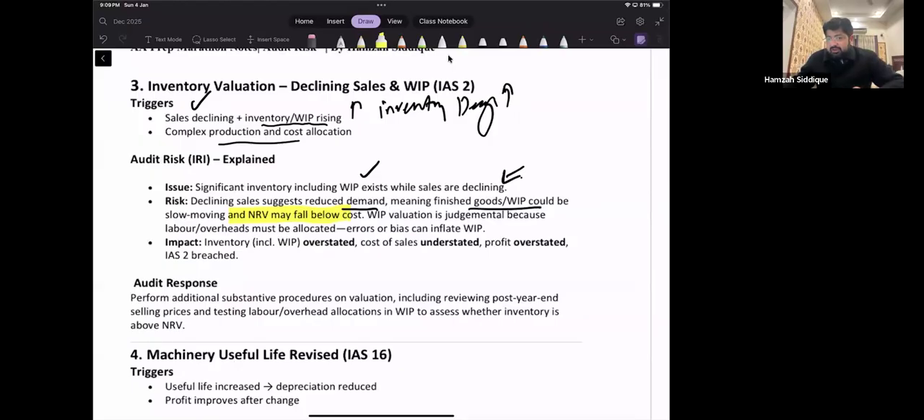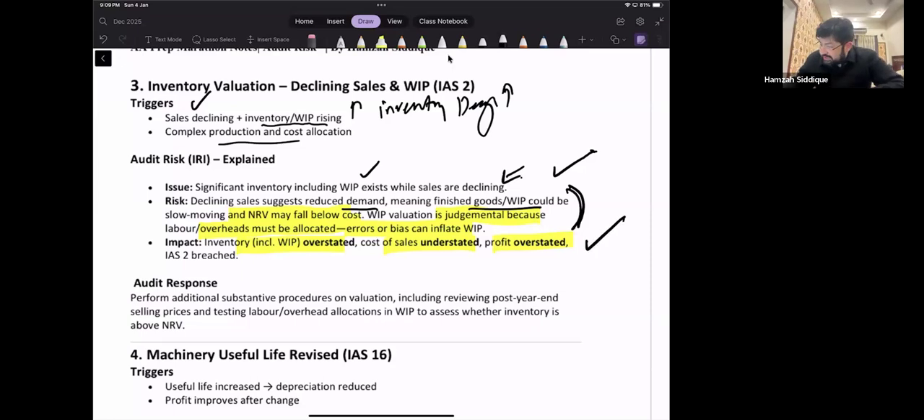And what about work in progress? The valuation is judgmental because the overheads have to be allocated. Errors or bias of management can inflate, can increase work in progress. Impact: inventory may be overstated, cost of sales understated, and profits overstated. You see here, this is very much important to understand: the issue, how the risk is arising, and the impact on financial statements.